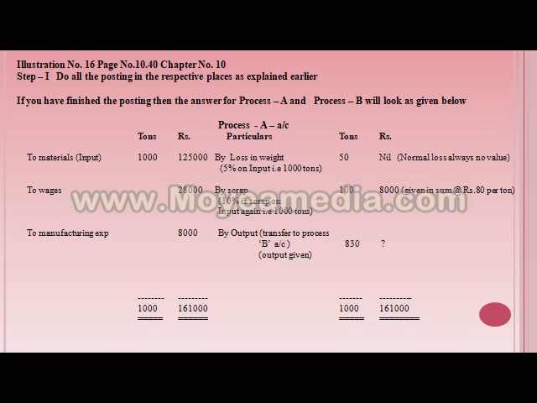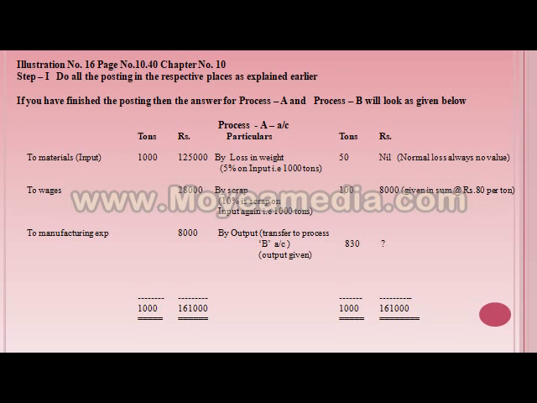Then scrappage. It is given as 10% for both process A as well as process B. So out of the input of 1000 units, 10% will give you 100 tons. And as directed in the sum, in process A the scrappage is sold at 80 per ton. So 100 into 80 will give you 8,000. And the output for process A is given as 830 tons. This 830 tons will be transferred to process B automatically. The value is yet to be found actually.